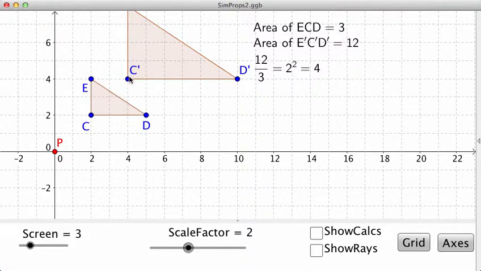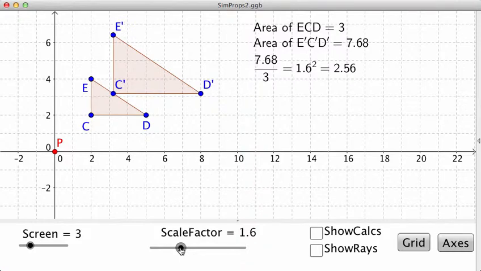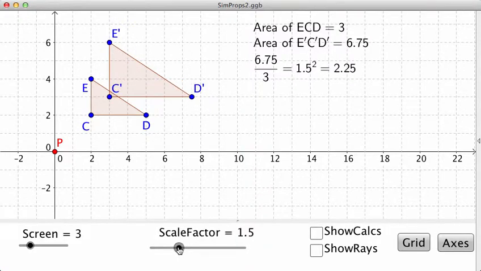And that's because we doubled the base, we doubled the height. So we had multiplied by the scale factor of 2 twice. So that means that the area of the new triangle is 4 times the area of the original because 4 is 2 squared. If we set the scale factor to 1.5, then the comparison of the areas will show us that this dilated triangle is 1.5 squared times the area of the original triangle.